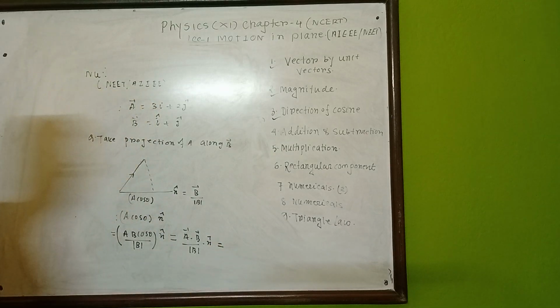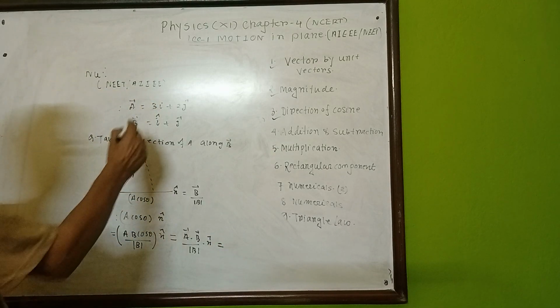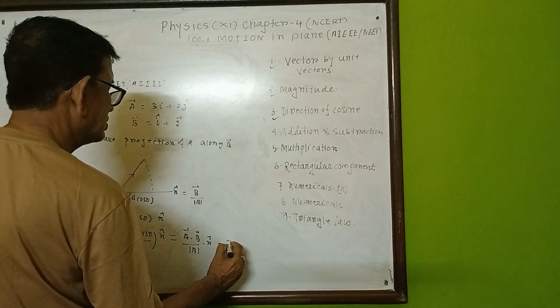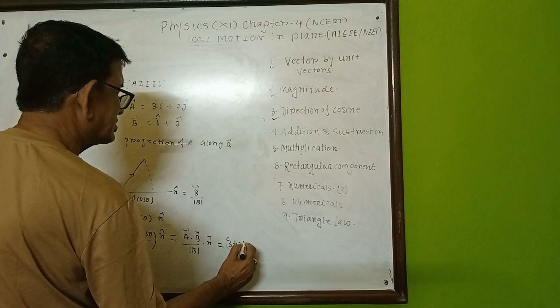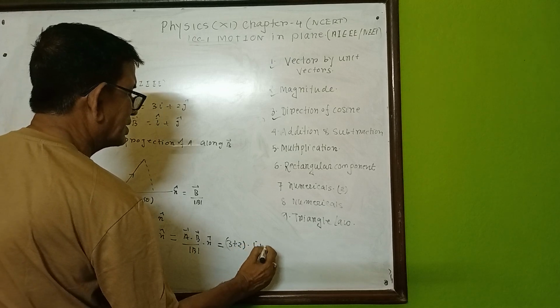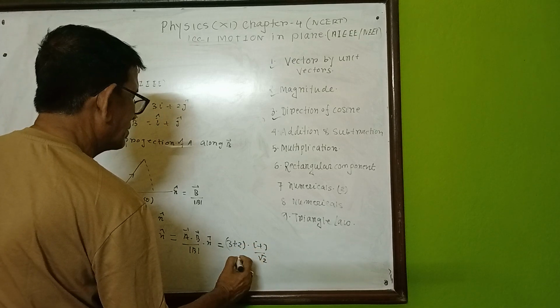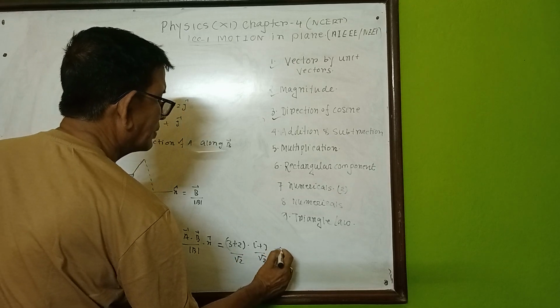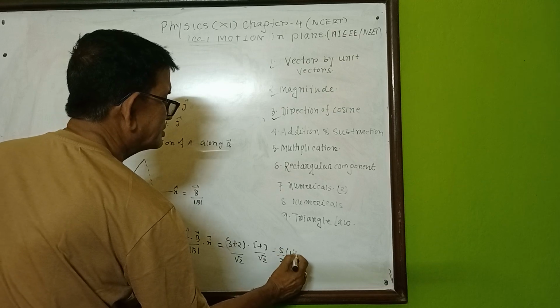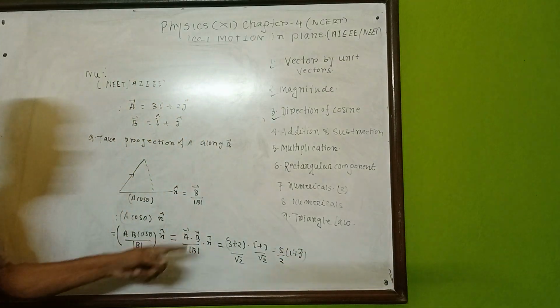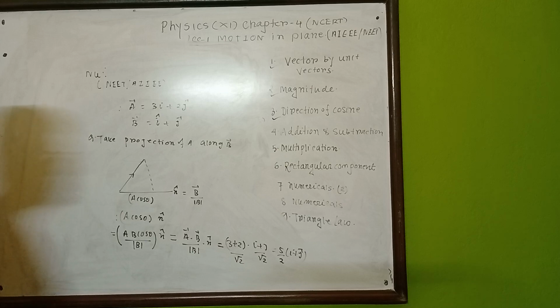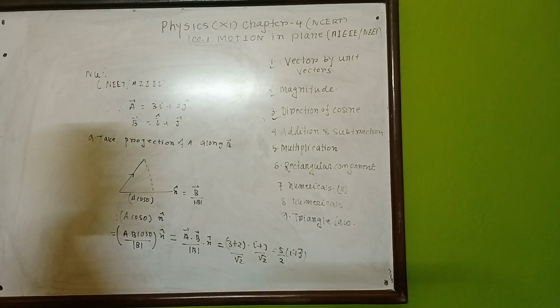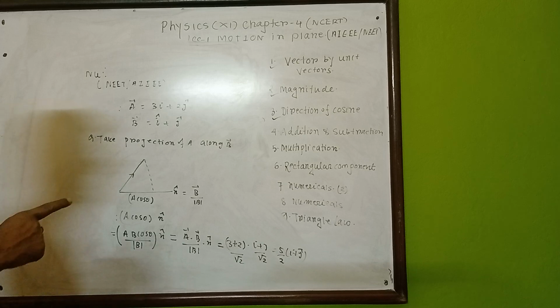So A dot B will be 3 plus 2, I am teaching you next class, times i plus j by root 2, and the magnitude of B is root 2. So it is coming 5 by 2 into i plus j. Now how to calculate this A dot B, next video I am telling you, you follow my next video, and in the next video the cross product idea will be given to you. So this way you do.